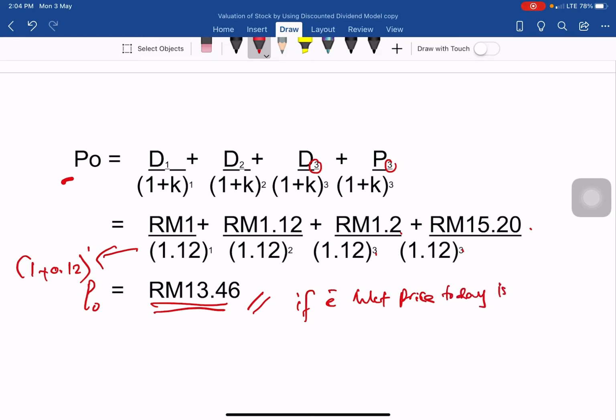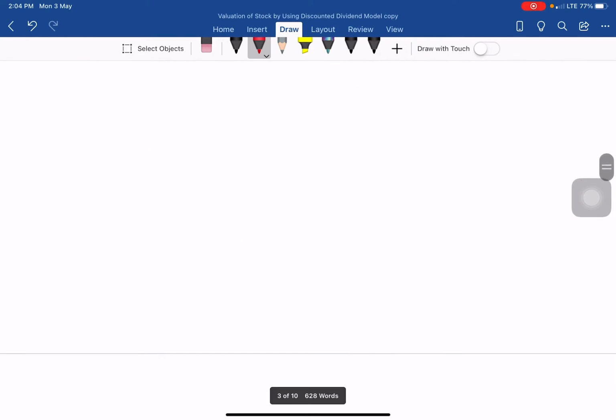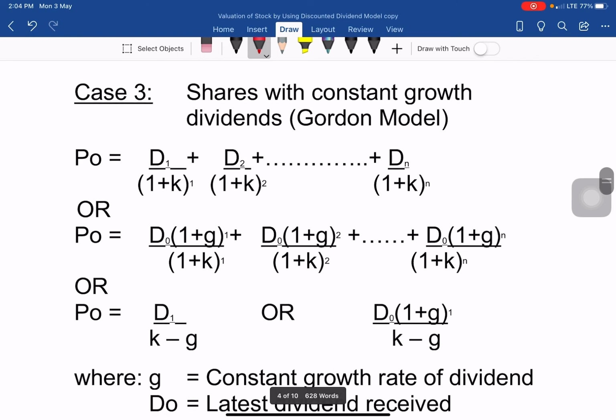Alright, so here, if the market price today is, let's say, RM12, so we are going to buy, okay, because it is lower than the maximum value that we are willing to pay. So if the market price today is, let's say, RM15, more than the maximum value that we are willing to pay, so we don't buy this one, okay? Don't buy.